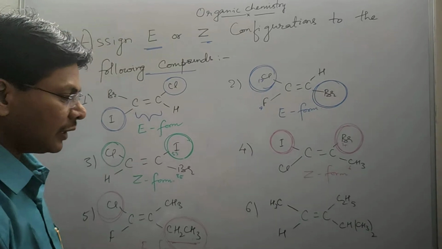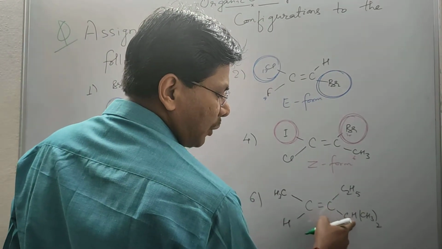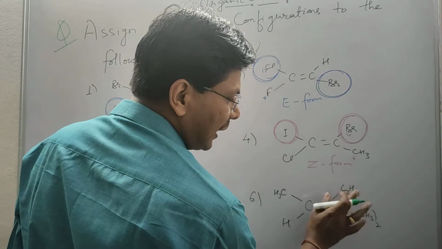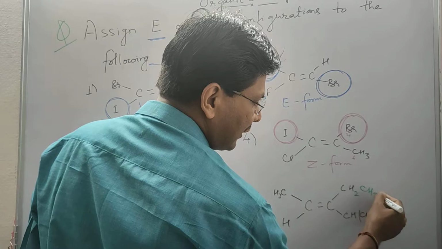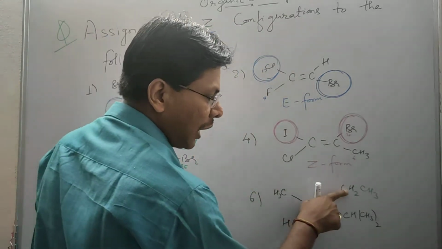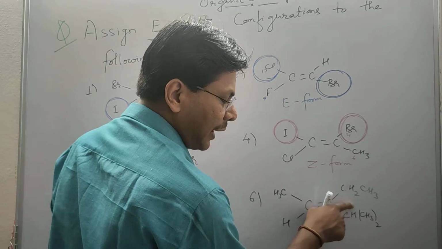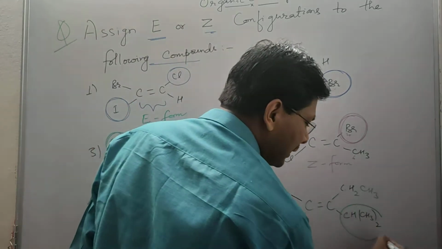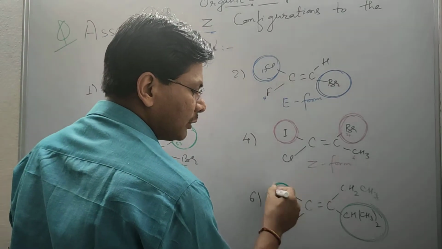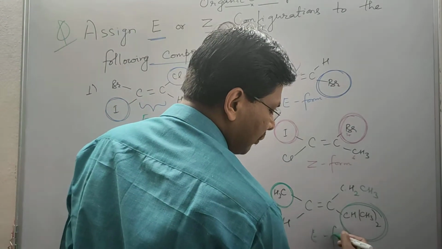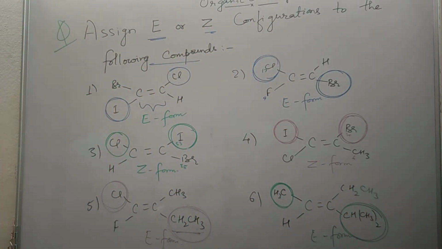Now moving to the 6th question. Out of ethyl and isopropyl, if we write ethyl like this, CH2CH3, then it will be better for us. Carbon is attached to 2 hydrogen and 1 methyl group, but here carbon is attached to 1 hydrogen and 2 methyl groups, so priority is given to isopropyl. Now out of hydrogen and methyl, it is given to methyl, so it is also E form. This way we write EZ nomenclature.